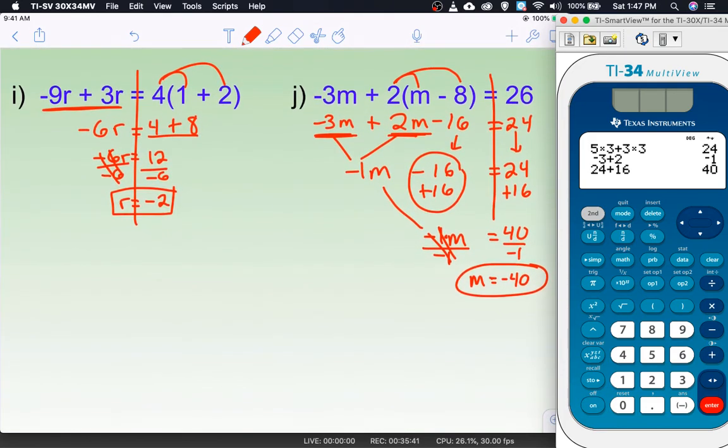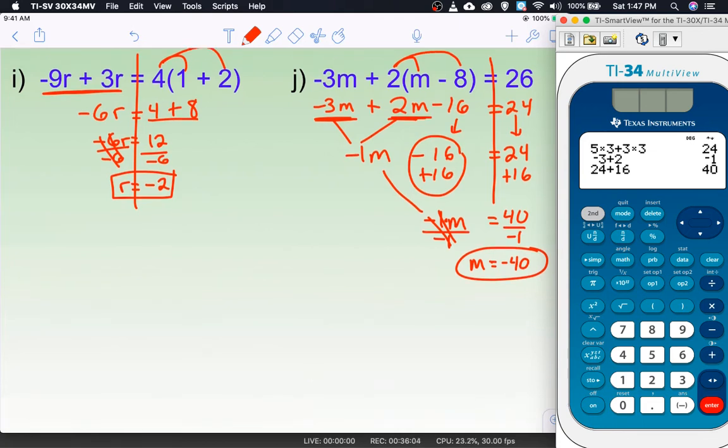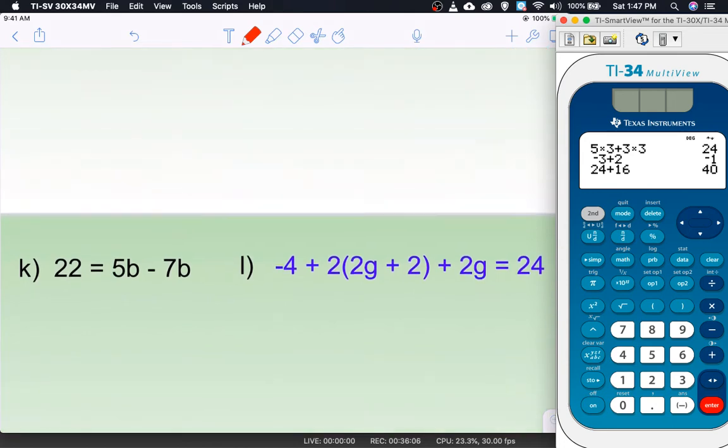So hopefully you were successful on both of these problems. You'll see that we're kind of getting more and more steps. This letter J was distributing step 1, combining like terms step 2, get rid of add and subtract, get rid of multiply and divide. That was 4 steps long. And hopefully you're able to get from step to step. And if you got stuck anywhere, referring back to the steps at the beginning is helpful. And also just getting more practice is helpful.